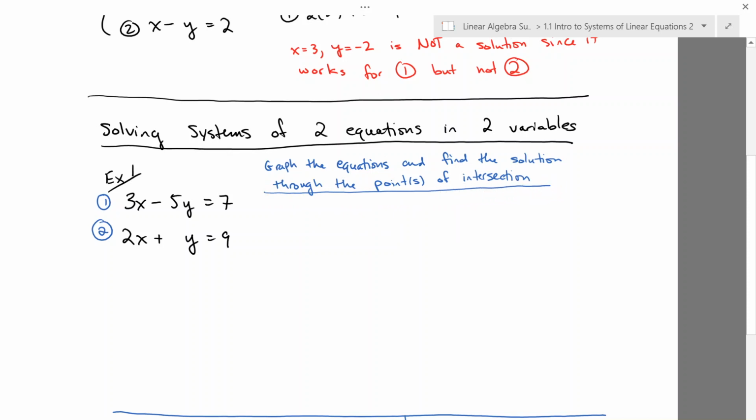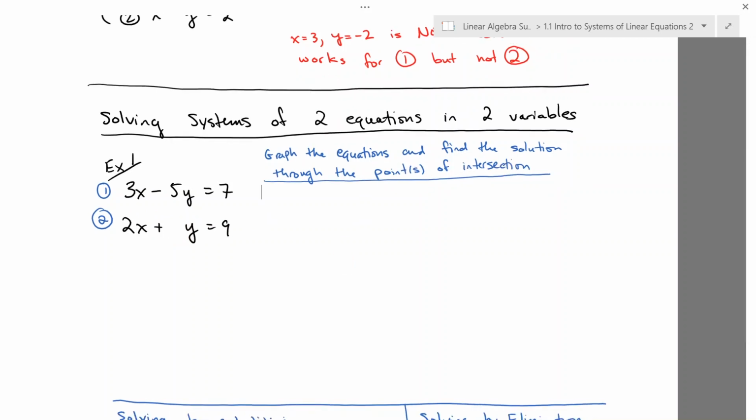So the idea behind this method is that when you graph an equation, the points that form the graph are the solutions, the x and y values that satisfy that particular equation, right? So the graph for the first equation will give all the solutions for the first equation. The graph for the second equation will give all the solutions to the second equation. And so to solve both of them simultaneously, it'll be the points that belong to both graphs, which would be the points of intersection.